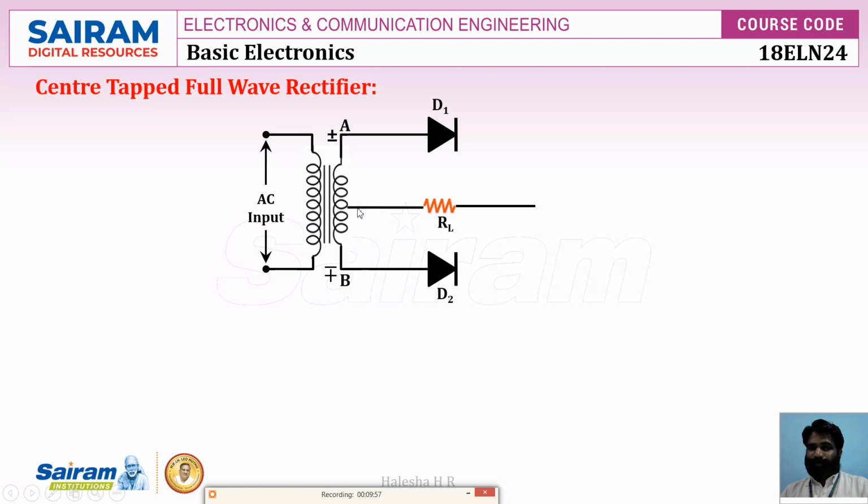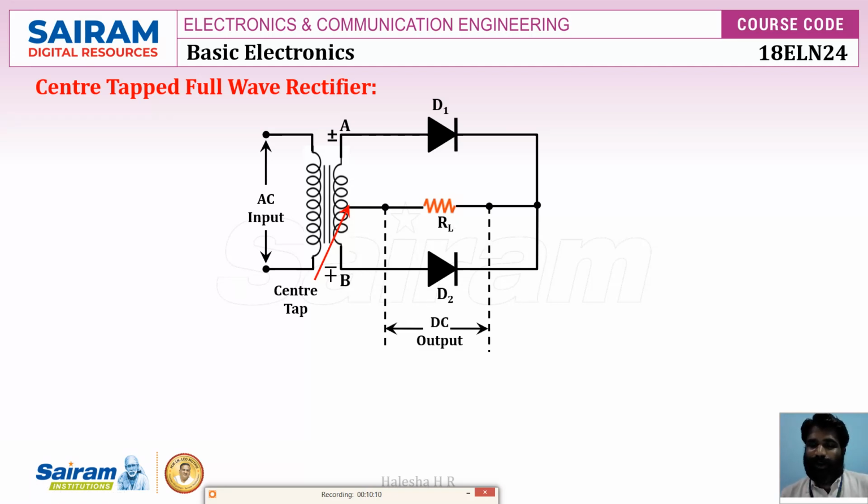And this point is called as center tap. Okay, the load resistor is connected across the center tap. So this is the circuit diagram, and output is considered across the load resistor. This is the full wave rectifier, center tap full wave rectifier.